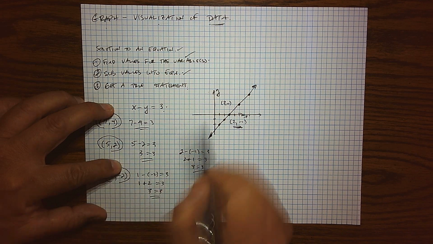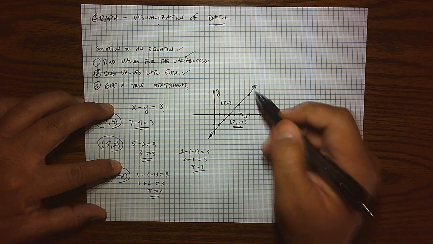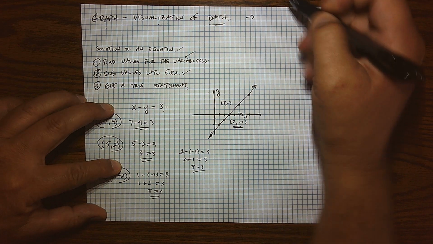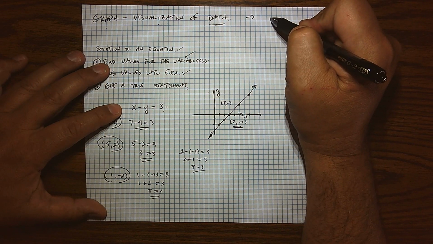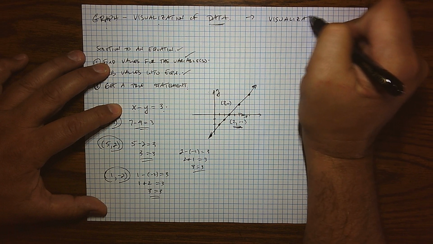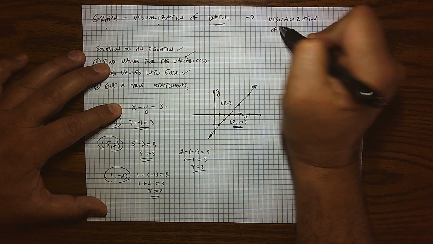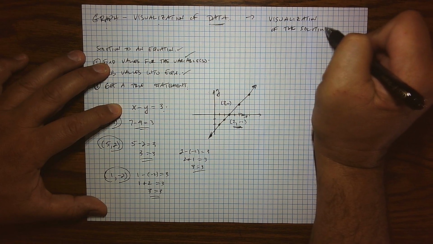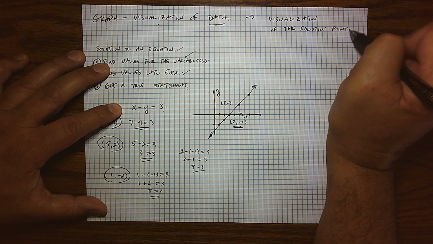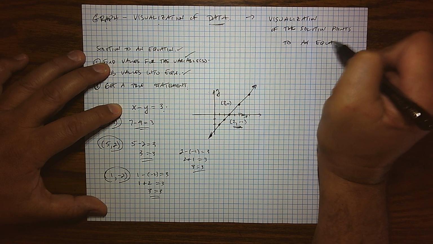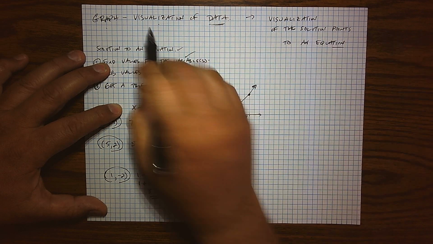So that also satisfies. So the idea then is that a graph is not only a visualization of data, but in mathematics, it's basically a visualization of the solution points to an equation. And this is where the math actually becomes very alive, if you will, because we can start visualizing it.